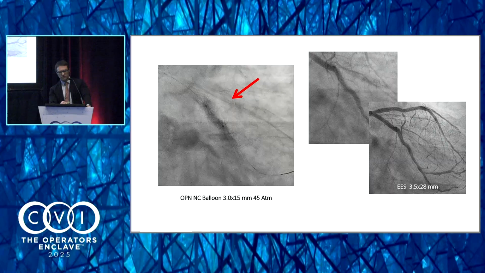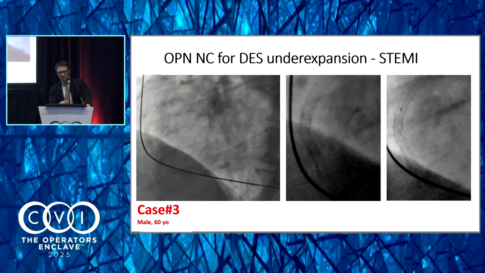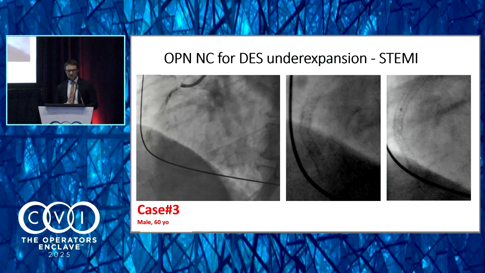And this is one of the first uses of OPN NC, 45 atmospheres, off-label. We didn't know at that time. We still perform with 45 atmospheres, but not in every case.